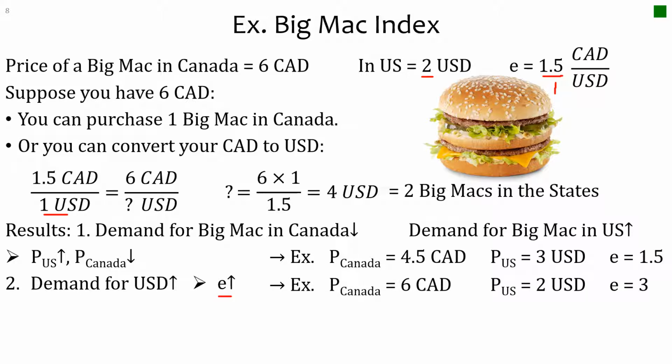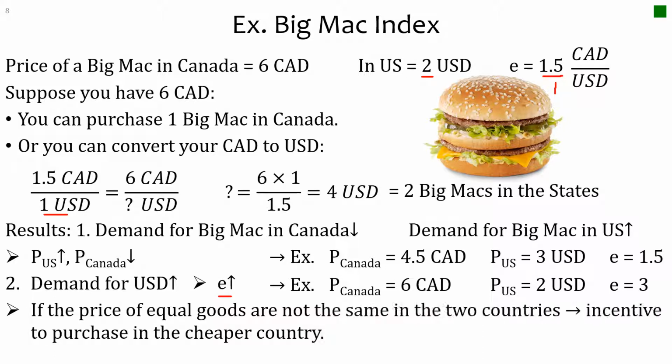So for instance, you have the same prices as before, 6 Canadian dollars and 2 US dollars, but the exchange rate is different. And again, the numbers would work out. The formula that you have in the last slide here, they would work out with both these scenarios. And most of the time, it's both of them. So both prices and the exchange rates are affected. So the moral of the story is that if the price of equal goods are not the same in the two countries, there's going to be incentive to purchase in the cheaper country.